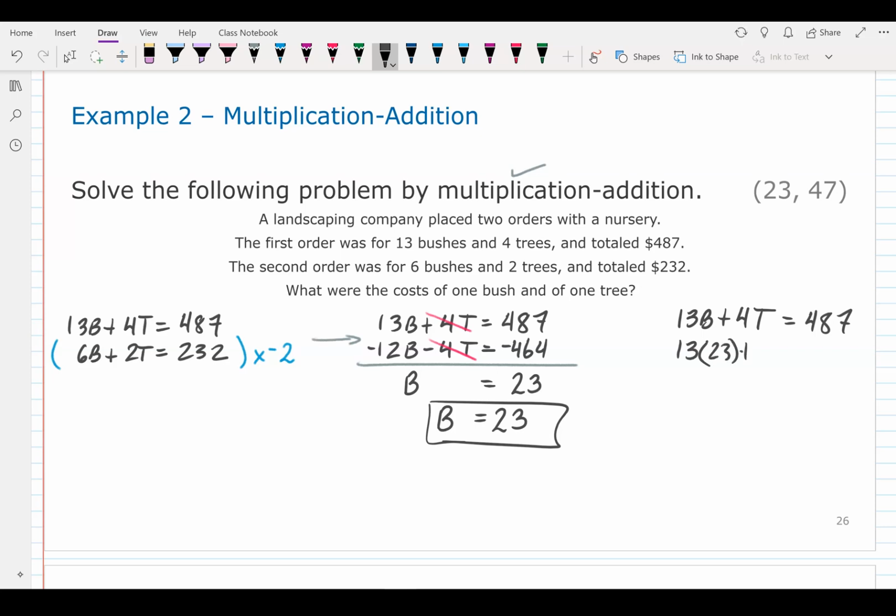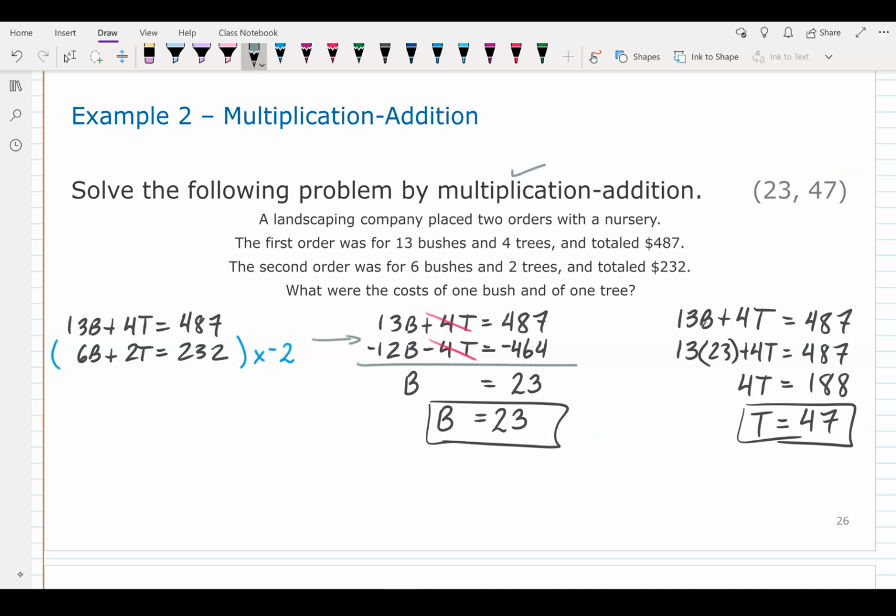All I'm doing is substituting in, but I'd like you to see where it all comes from. On the left side, I'm going to keep t. On the right side, I'm going to do 47 minus 13 times 23, which should leave me with 188. I'm going to divide both sides by 4, and that would leave me with 47. So it's clear here that I've got my 23, I've got my 47. So my answer is correct. I've done multiplication and addition to get that.